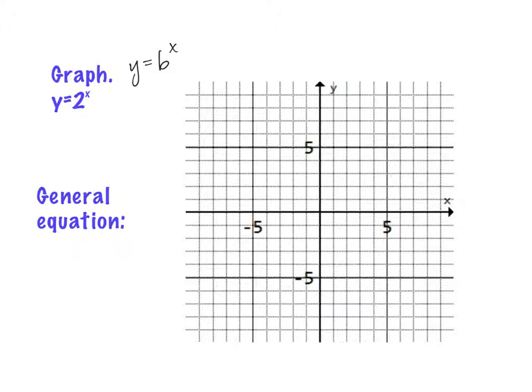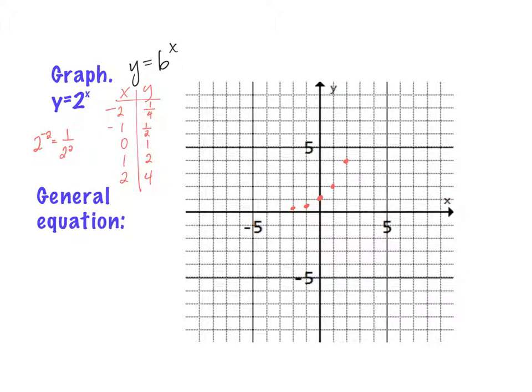So first off, I'm going to think about this in terms of a table. If I put in -2, -1, 0, 1, and 2 for x, negative exponents, 2 to the -2 would be the same as 1 over 2 to the +2. So this is going to be 1/4. This is going to be 1/2. Anything to the 0 power is 1. 2 to the first is 2, and 2 to the second is 4. So I'm going to graph those points: -2, 1/4, 1/2, 1, 2, and 4.